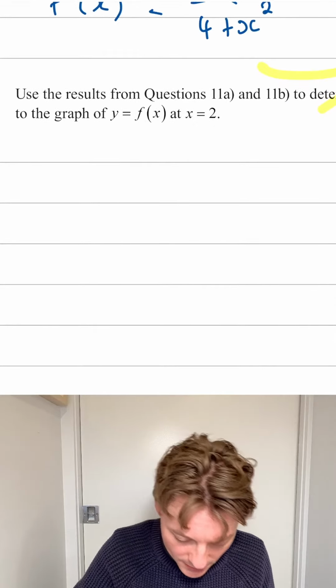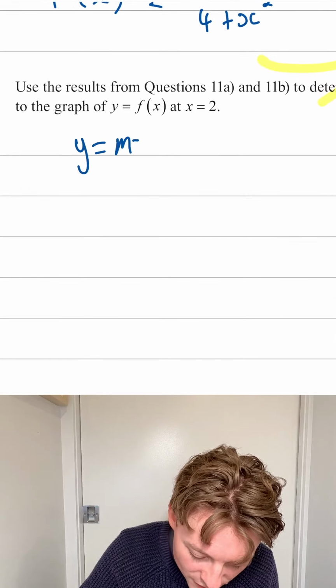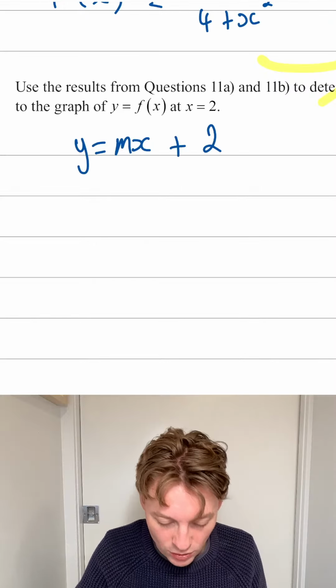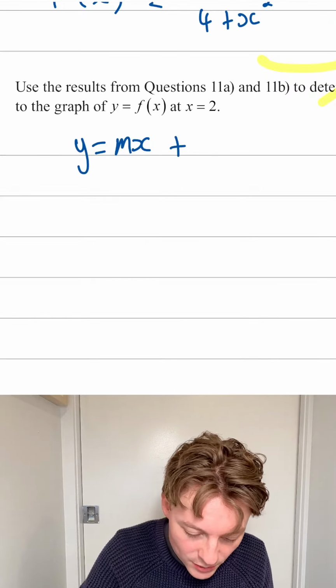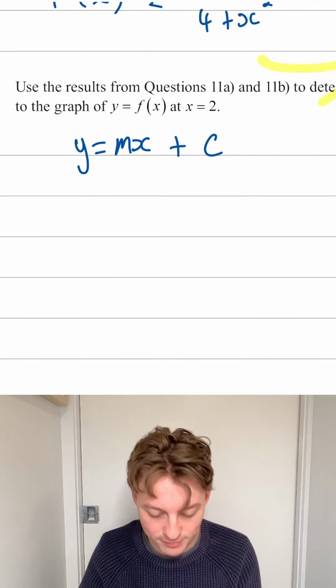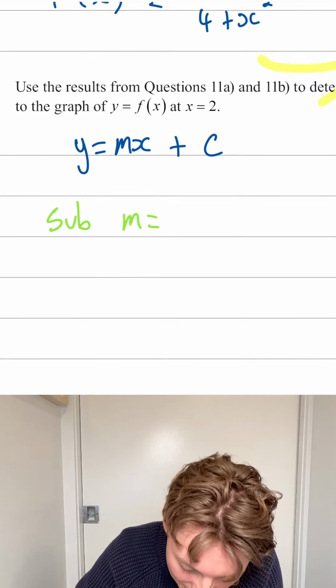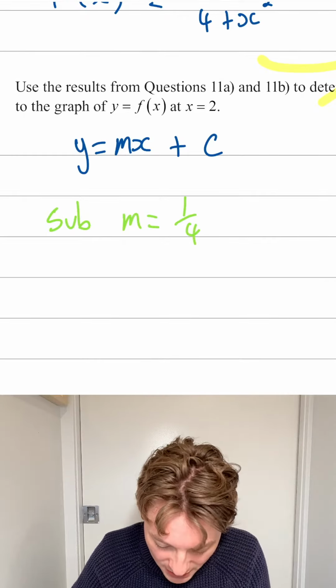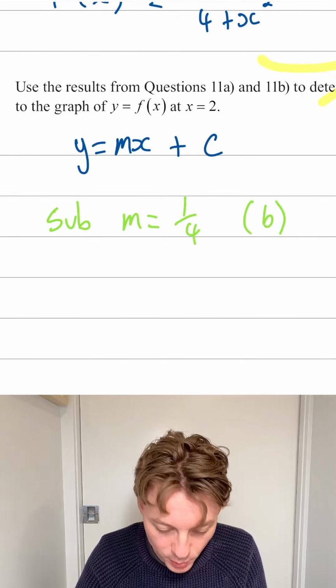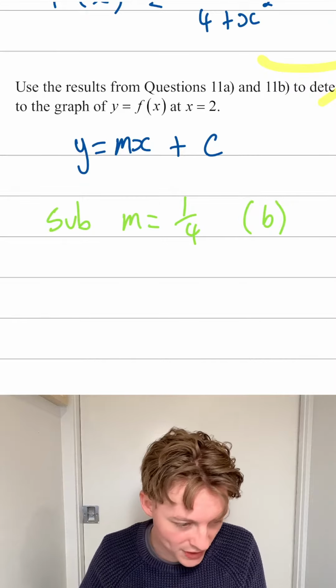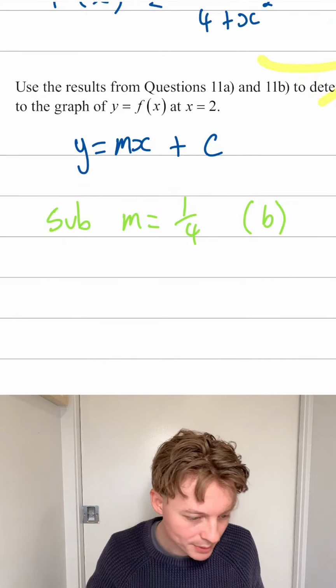There's a few ways actually to find equations of straight lines. Sorry, that's meant to be plus c. I do it a slightly different way to how you may have been taught. So, I'm going to start with sub in m equals 1/4. That is from part B. I'm just going to put a little part B in brackets there so we know where I got that number from, and it doesn't look like I've just plucked it out of thin air.